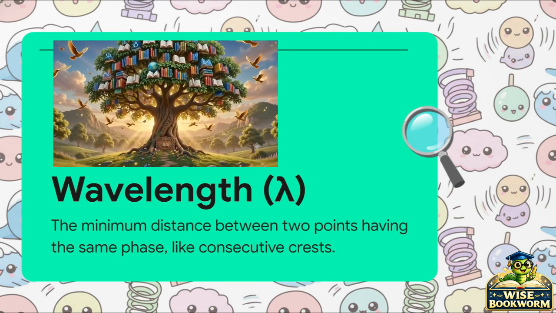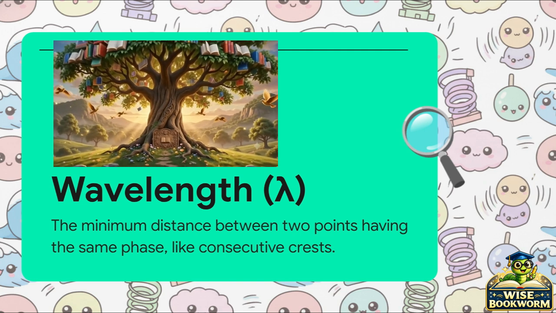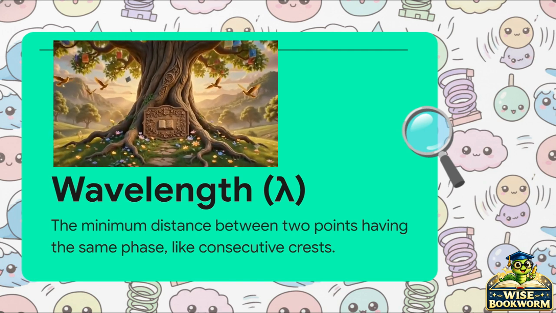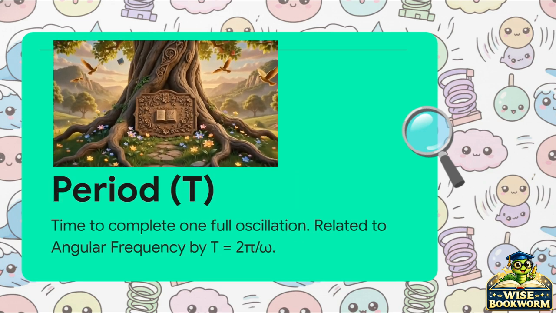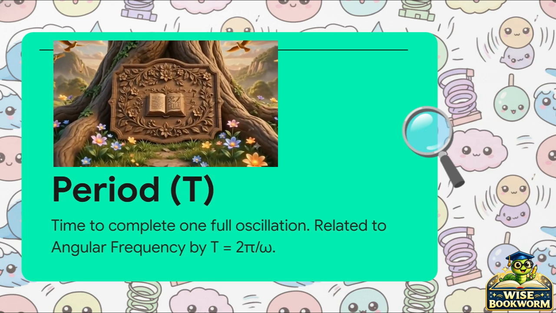So if you measure the distance from the top of one crest to the very next consecutive crest, or from trough to trough, you've got your wavelength. It is literally the fundamental physical length of a single wave cycle. But waves aren't just frozen shapes suspended in space. They exist in time, too.